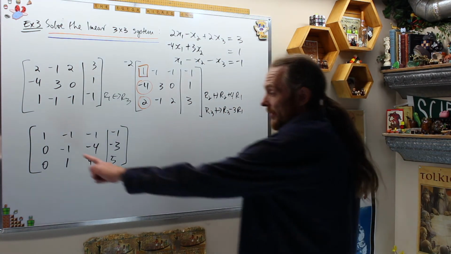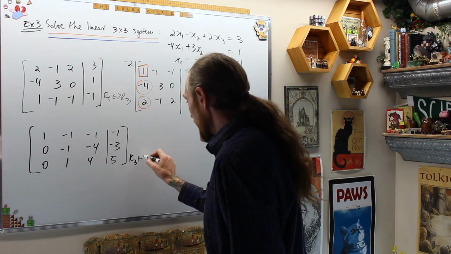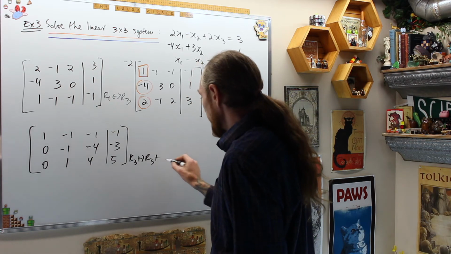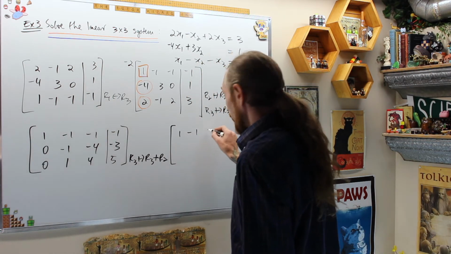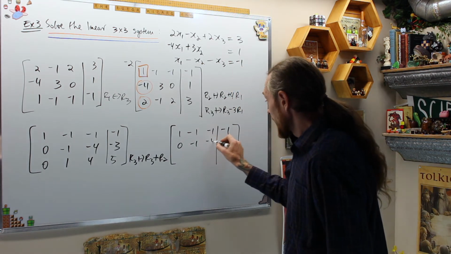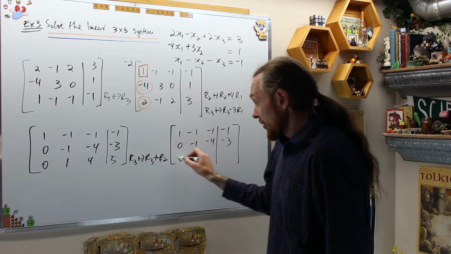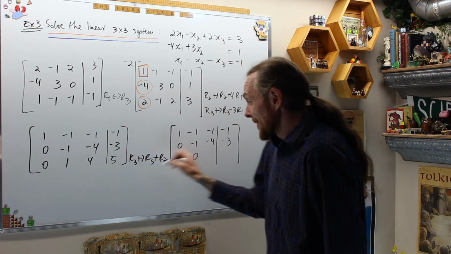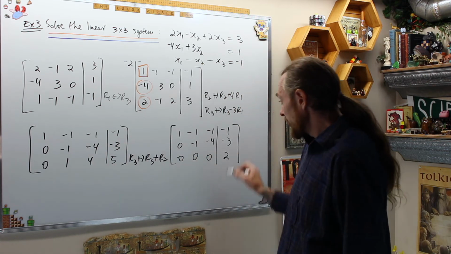Then let's add those two rows together. So row 3 goes to row 3 plus row 2. That gives me 1, negative 1, negative 1, negative 1, 0, negative 1, negative 4, negative 3. And then what am I going to get? 0 plus 0 is 0. 1 plus negative 1 is 0. 4 plus negative 4 is 0. 5 plus negative 3 is 2.